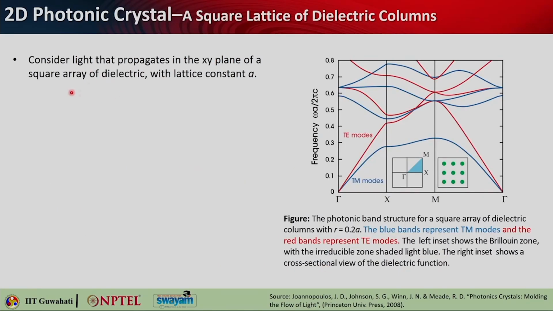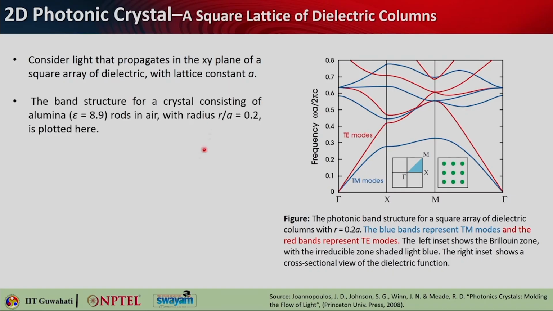So with that, let us consider light that propagates in the xy plane of a square array of dielectric with lattice constant a. Now let us take some particular specific example. Say we are talking about cylinders made of alumina. So, okay, alumina rods are considered. What is the permittivity of alumina? So epsilon equals 8.9. This epsilon is basically the relative permittivity. We are just simply using epsilon here, okay. And the radius is normalized to the lattice period, and that is 0.2, okay.